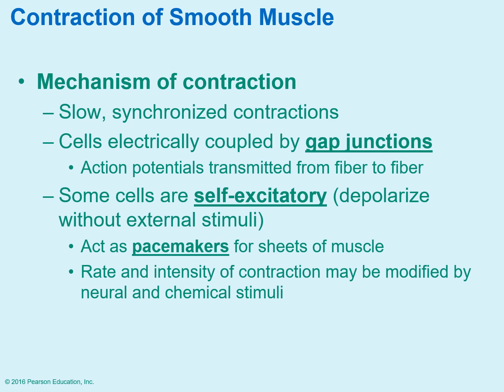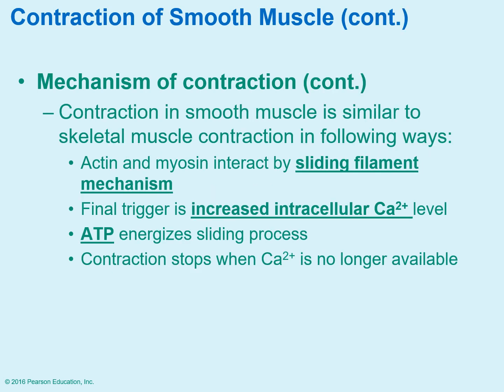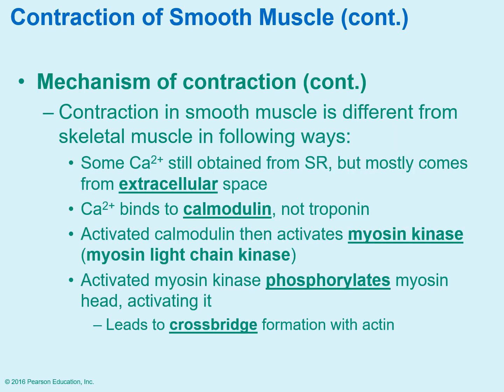There are some cells that are what we call self-excitatory. They act as pacemakers, so they can help with the rate and the intensity of the contraction to help modify that. There is a sliding filament mechanism, and the final trigger is going to be increasing that intracellular calcium level. Where is it coming from? Extracellular, you open gates to allow it in. Contraction is going to stop when calcium is no longer available, and ATP is required for contraction to occur.